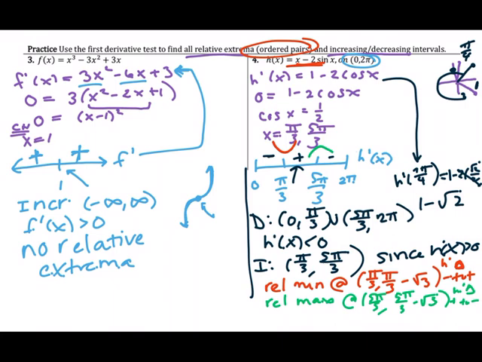They're important. Now that we have reviewed a bit about relative extrema, let's go back and talk a little further about absolute extrema.